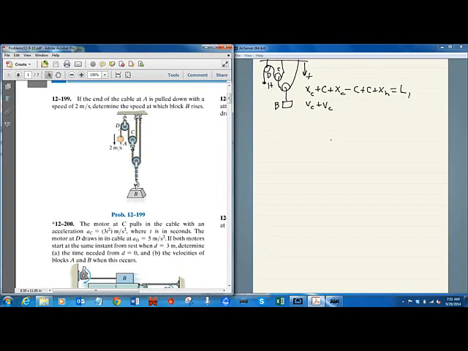See how it works? It's like, man, holy cow. Here's an xh. Take a derivative of that. What do you get? Velocity of h plus vh equals. What's L1? Constant? What's the derivative of L1? 0.